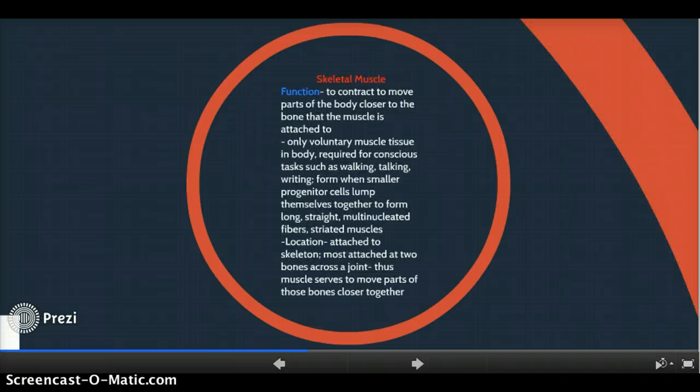There are 3 different types of muscles. Skeletal muscles make up about 40% of a person's weight. The nervous system signals the muscle to contract. A group of muscles work together to move the skeleton. These signals and movement are voluntary, and they require conscious effort. It is attached to the skeleton. Most are attached at 2 bones across the joint. Thus, a muscle serves to move parts of the bones closer together.